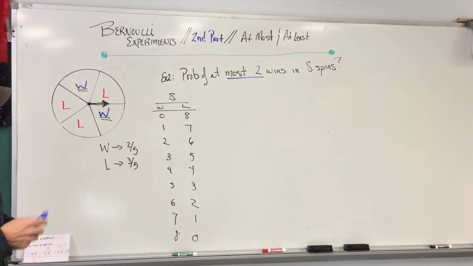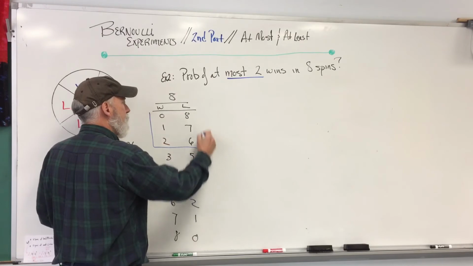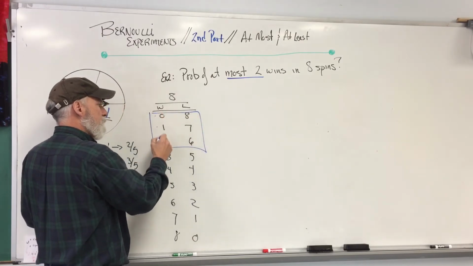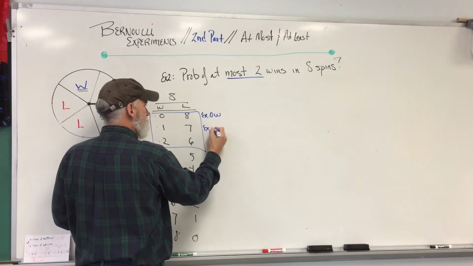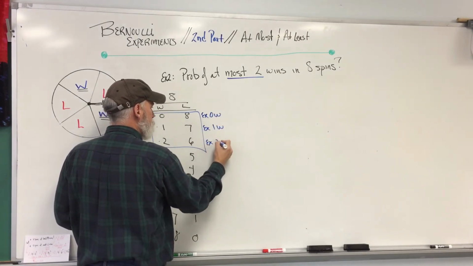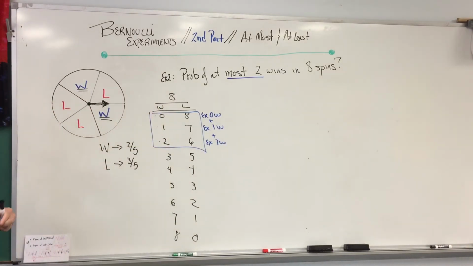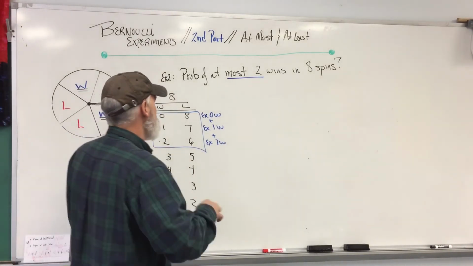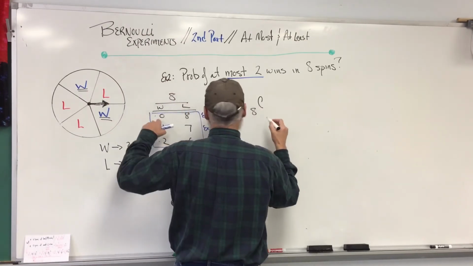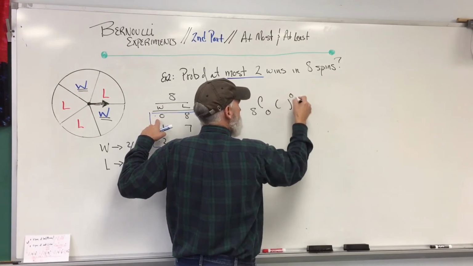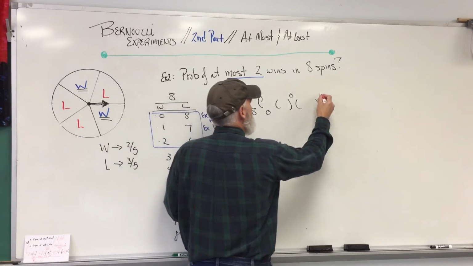Well, when I look at this list, if you talk about at most 2 wins, that means up to 2 wins. So we're talking about 0 wins, 1 win, and 2 wins. So I want exactly 0 wins, exactly 1 win, and exactly 2 wins. And I'm going to add those up. So my answer in notation form would be this. 8C, we start with 0 wins. My wins will have 0. My losses over here will be in red. There will be 8 losses then.